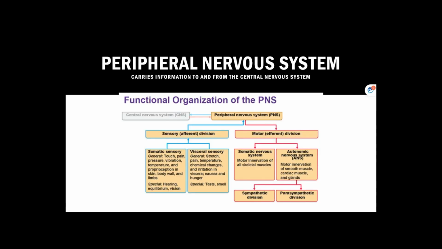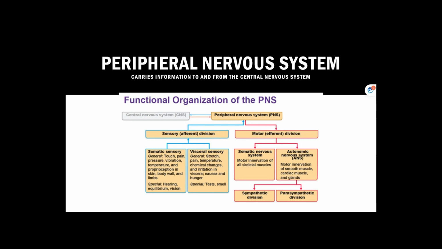Okay. So the second division of the nervous system is going to be the peripheral nervous system. You can see there on the screen, the peripheral nervous system carries information to and from the central nervous system. Remember, we talked about the different types of neurons that carry that information, your afferent and your motor sensory neurons.